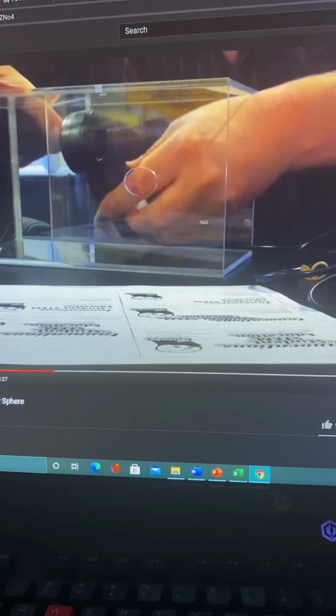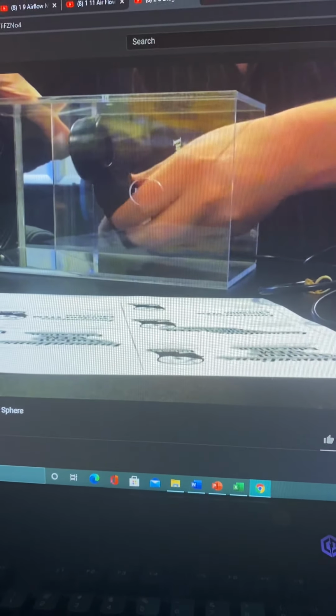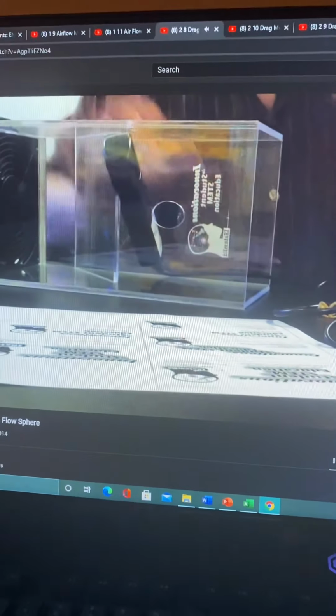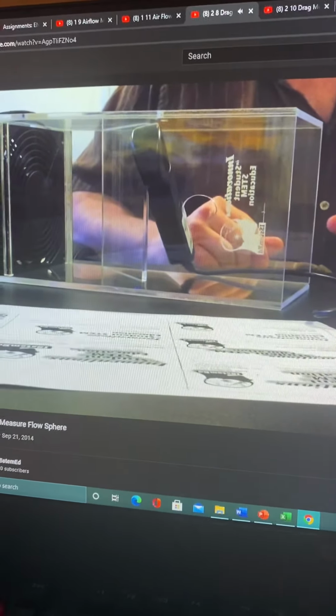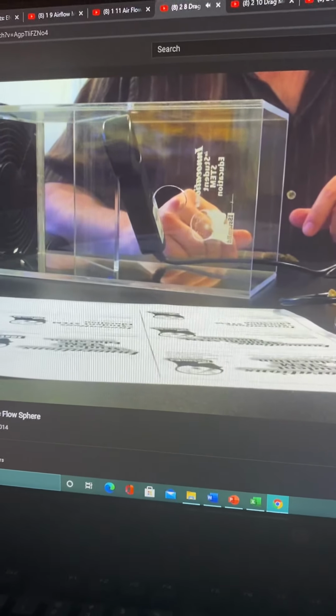What he's doing right now is taking top and bottom measurements of the velocity. He's taking 3 measurements for the top and the bottom, and then he will average those to get his average velocity.